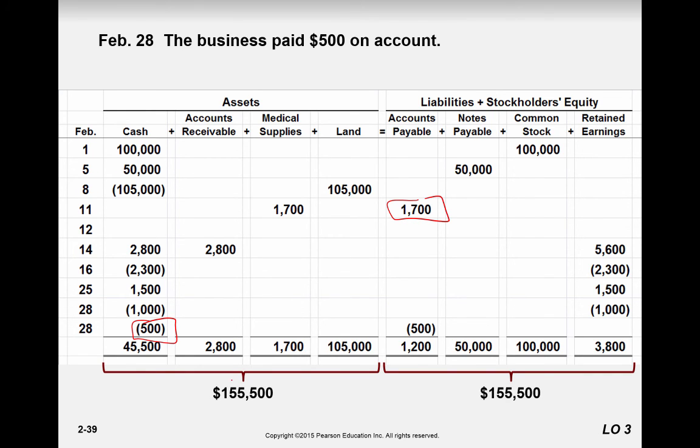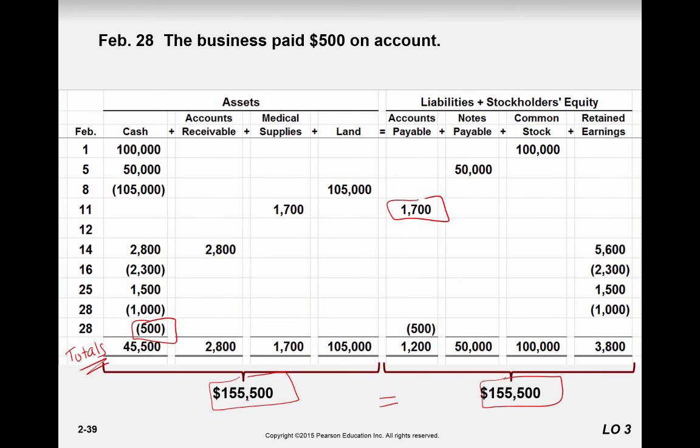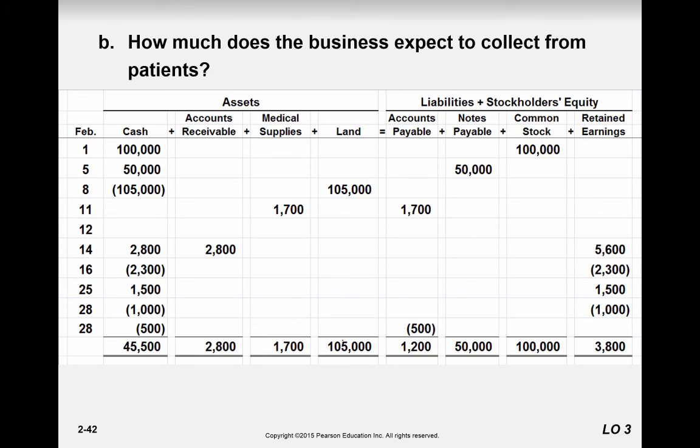And notice our totals, just as before, they equal. Fantastic. So our assets equal our liabilities plus our owner's equity, and these totals are what we use to produce our financial statements. So let's see how much our total assets are. If we go back, we see our total assets are $155.5. And then how much does the business expect to collect from patients? So this is our collection, which is our accounts receivable.